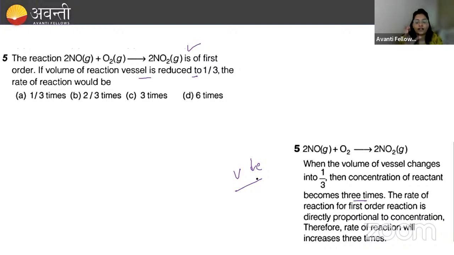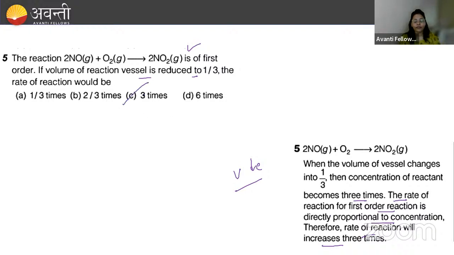The concentration of reactant will become more, and how much more? 3 times. So since concentration has become more, the rate of reaction for a first order reaction, as it is directly proportional to concentration, is again going to increase by 3 times. So here, what will be the answer?